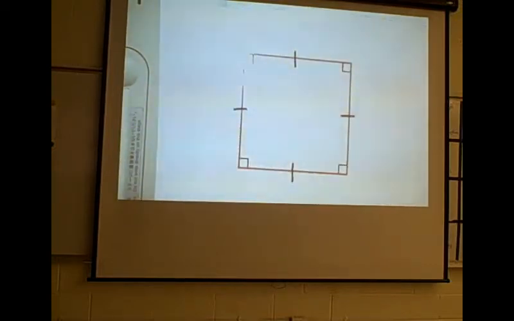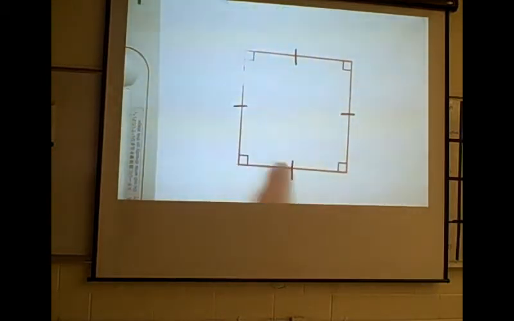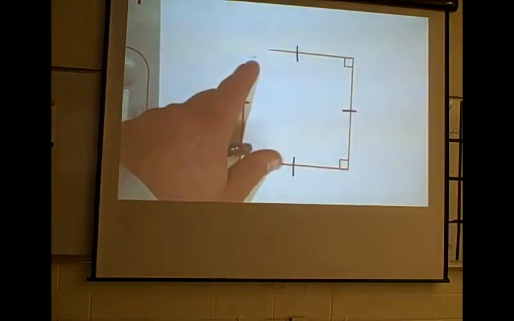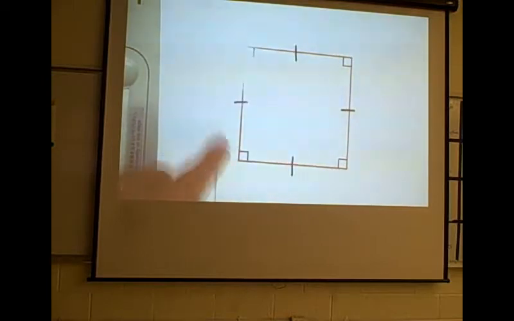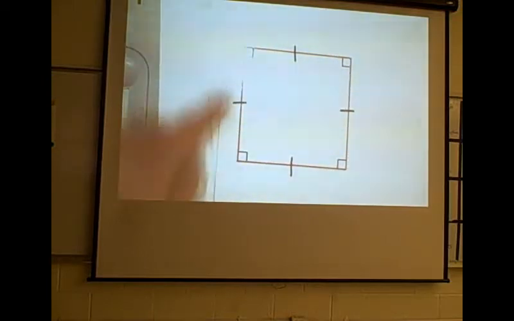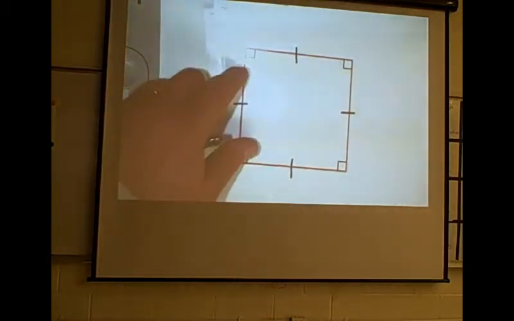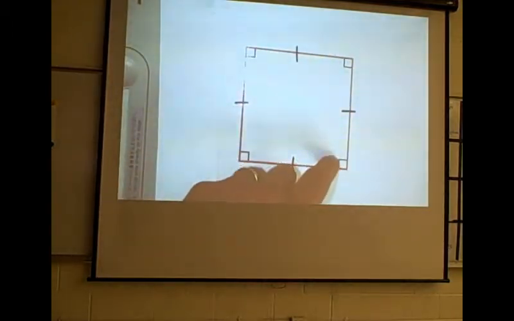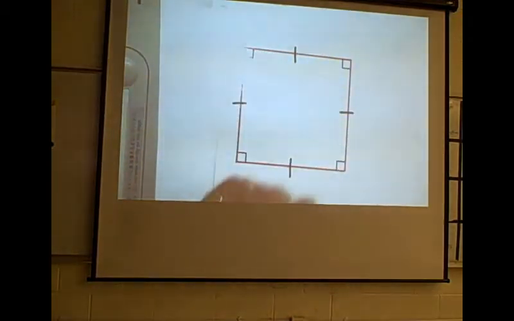Then yes, the easy one. All 4 sides are the same. All 4 angles are the same. Now you notice here, there are 4 little squares in each corner. That means these all measure 90 degrees each. 90 plus 90 is? Yes, 180. 90 plus 90 is 180. 180 plus 180, 360 degrees.